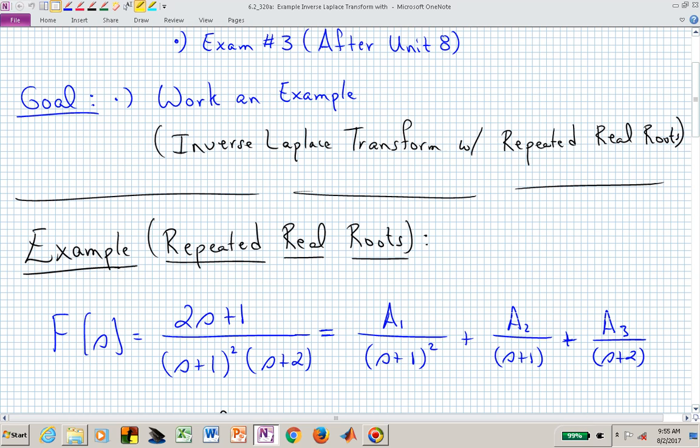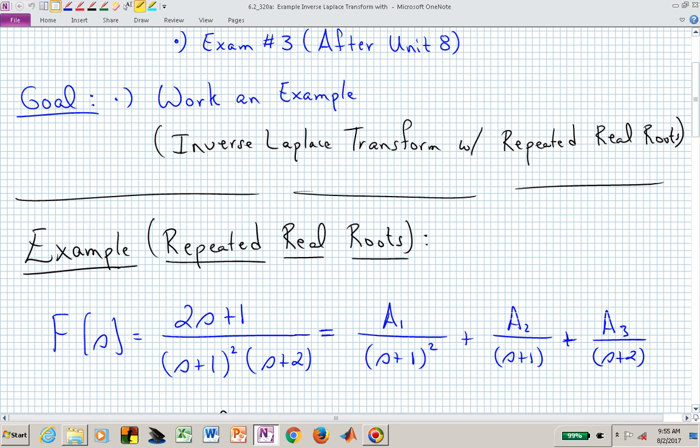Suppose that we now have a transform that has a numerator 2s plus 1 and a denominator that is cubic, and it now has a repeated root at s equal to minus 1. It's repeated twice, and we have a distinct pole at s equal to minus 2. We can then start putting through the terms. We have a cubic, so we should have 3 partial fraction expansion pieces. We have 3 terms here.